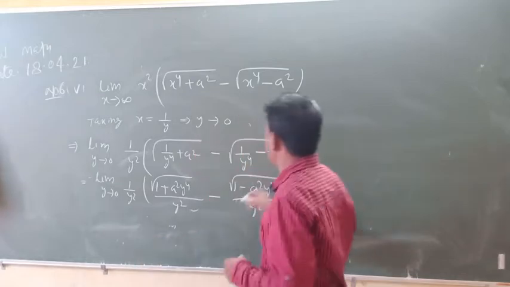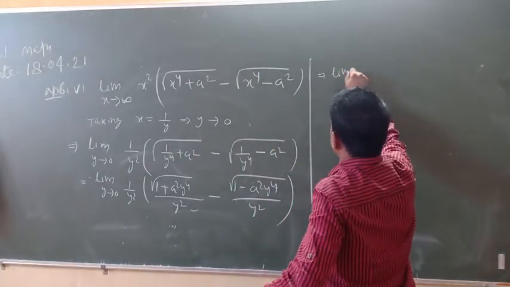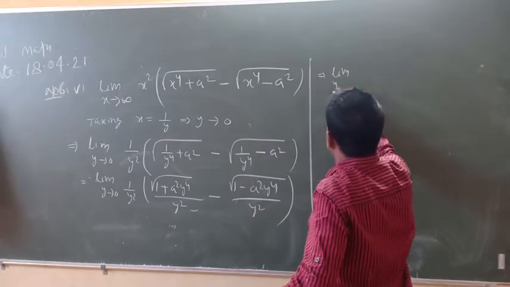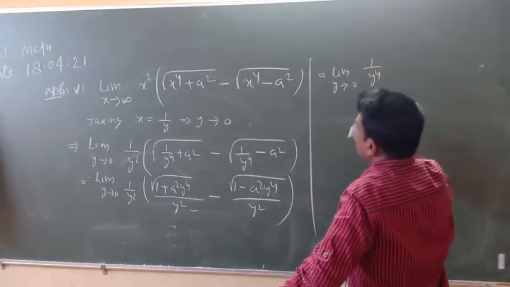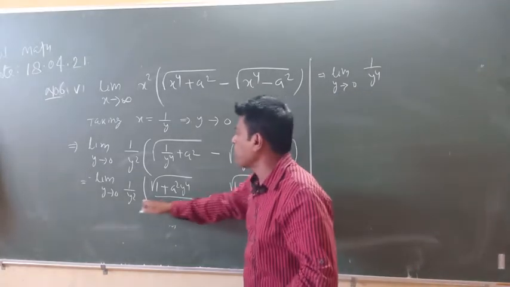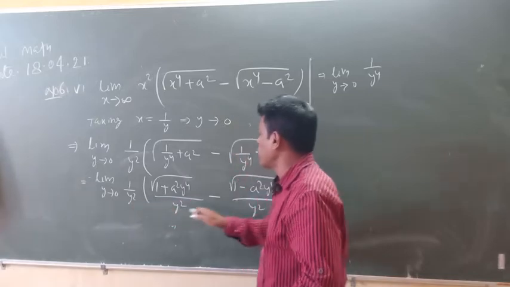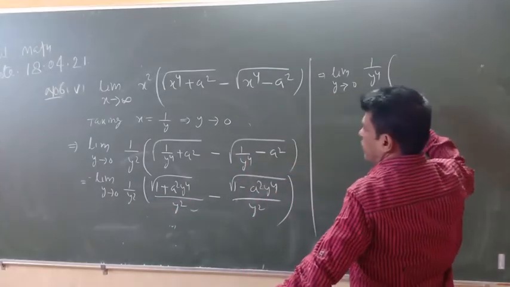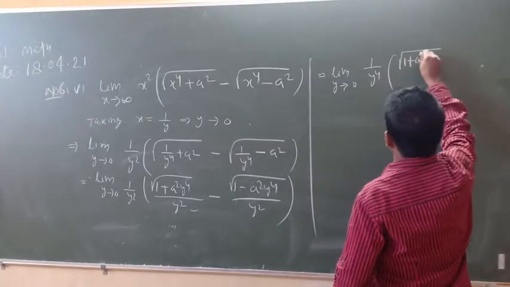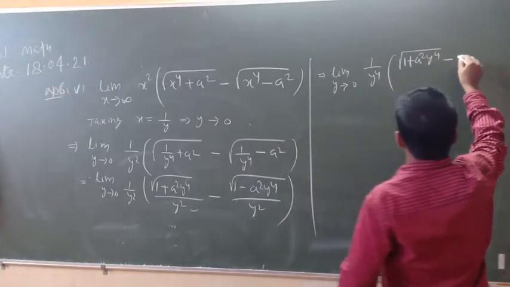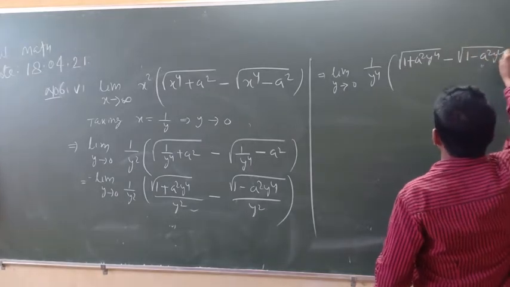Now I write here limit y tends to 0, 1 by y fourth. Why y fourth? Because y square is taken common, and y square already exists before, so y square into y square becomes y fourth. Now it becomes the root of 1 plus a square y fourth minus the root of 1 minus a square y fourth.